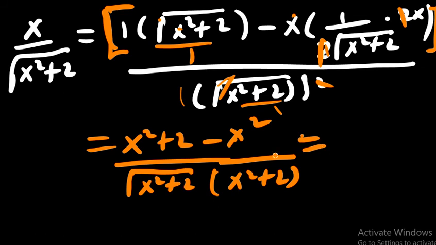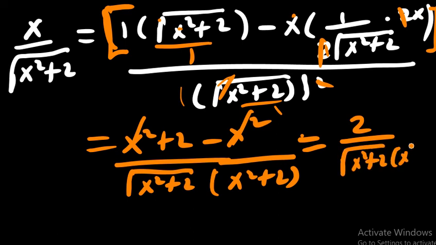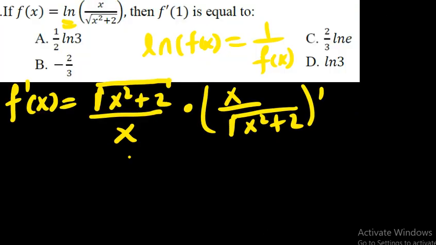So the final answer here, x square cancels with x square, what is left? 2 over the square root of x square plus 2 times x square plus 2, or we can put it in one exponent, but no problem, let's keep it as it is, and let's get back now because we are asked at 1. I'm going to insert 1 now. Therefore this is the whole derivative already derived.